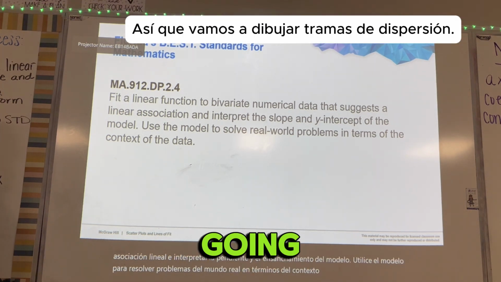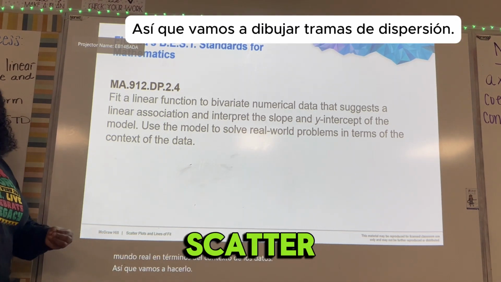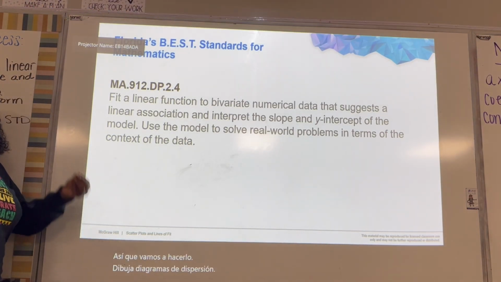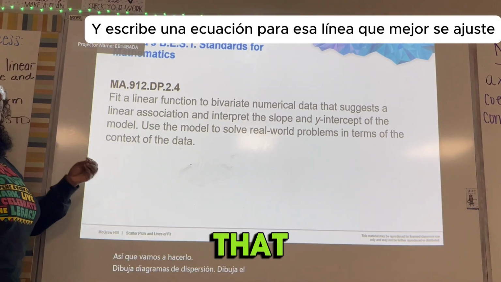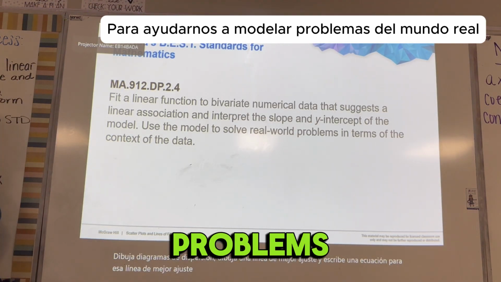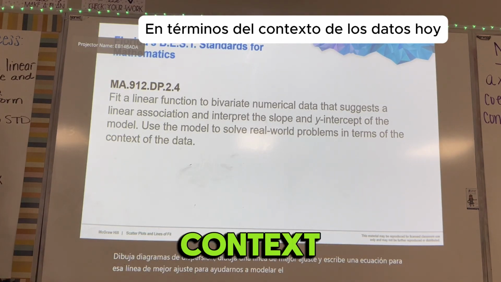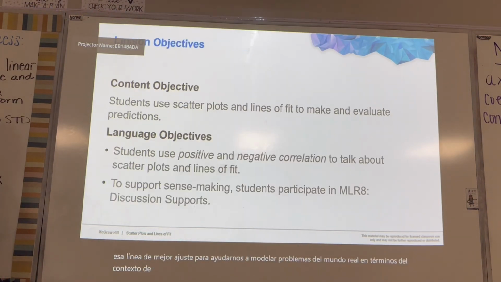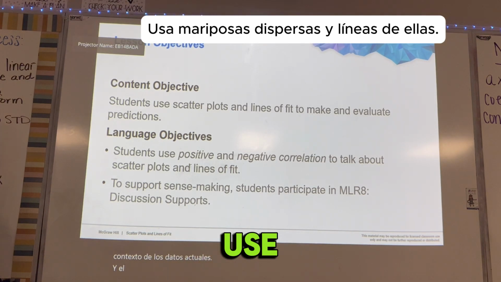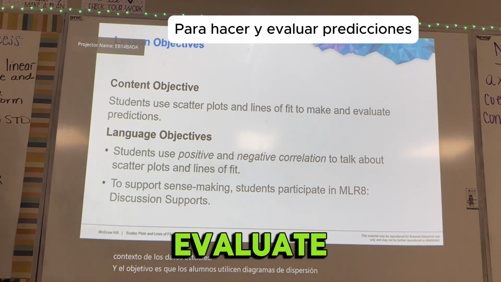So we are going to draw scatter plots, draw a best fit line, and write an equation for that best fit line to help us model real world problems in terms of the context of the data today. And the objective is that students use scatter plots and lines of fit to make and evaluate predictions.